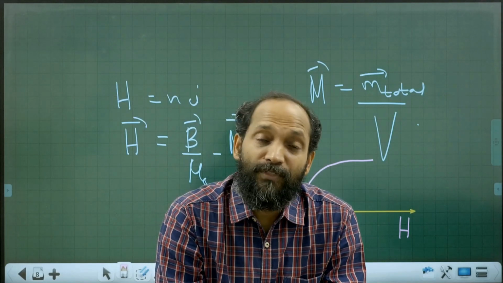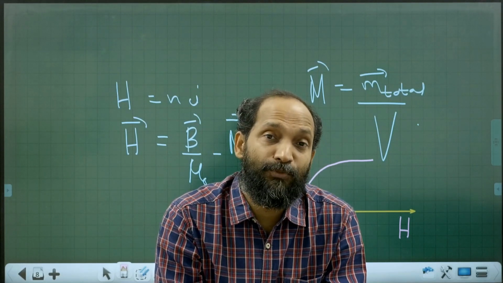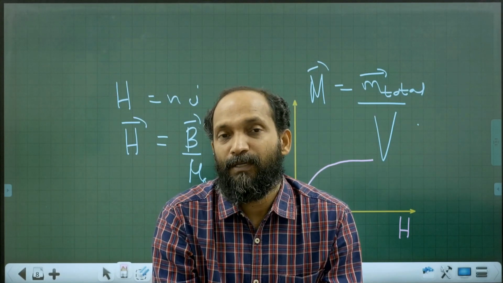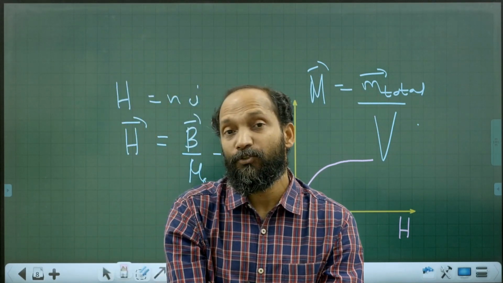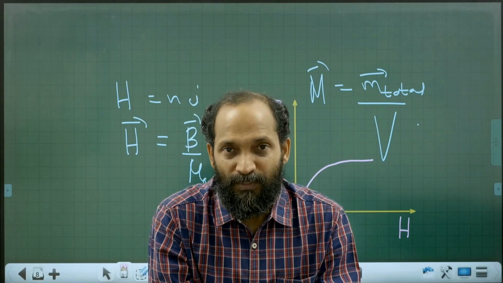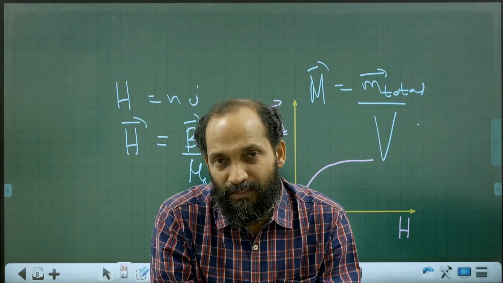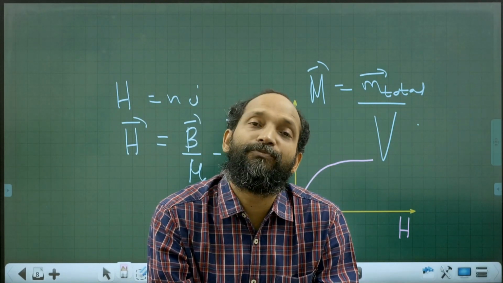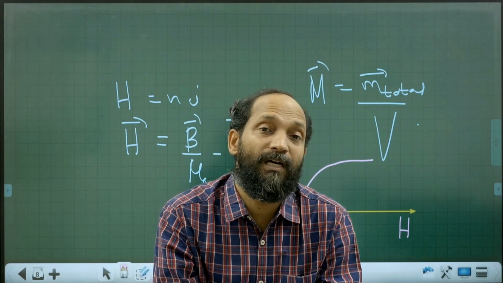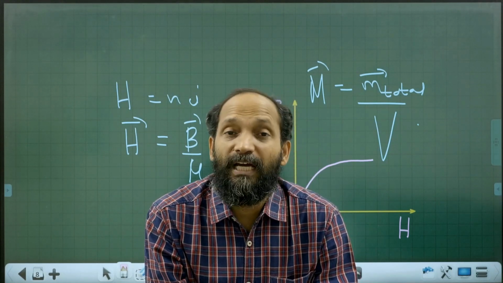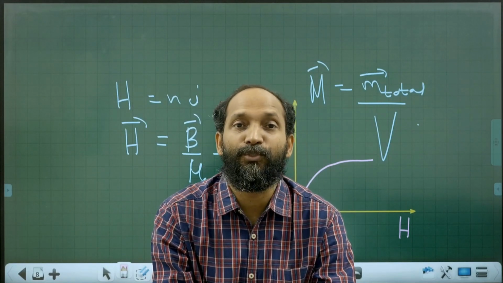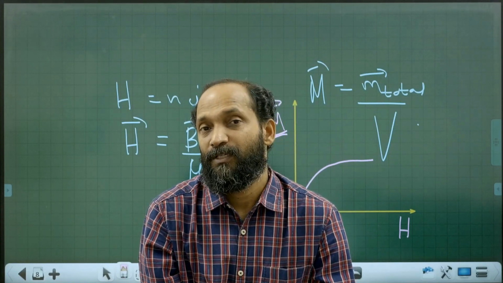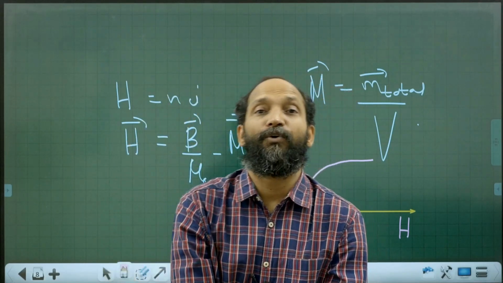And each of the domains will have a unique moment. But when unmagnetized, the total dipole moment of all the domains would be 0. Each of the domains will have its own characteristic moment, but when unmagnetized, due to random orientations, the resultant dipole moment of all the domains is 0.